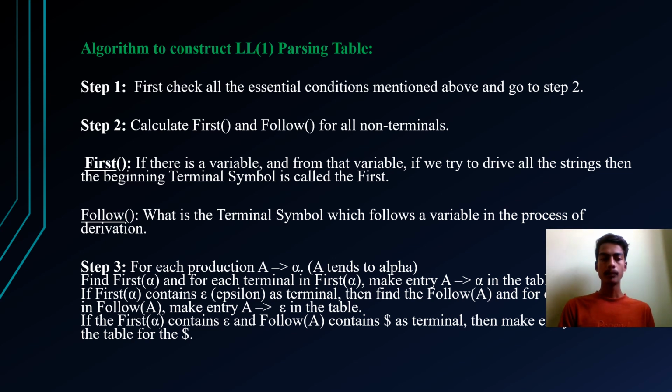Follow is nothing but the terminal symbol which follows a variable in the process of derivations. In step 3, for each of the productions A tends to alpha, we are going to find out the first of alpha. For each terminal in first of alpha, make entry A tends to alpha in the table. If first of alpha contains epsilon as a terminal, then find the follow of A, and for each terminal in the follow of A, make entry A tends to epsilon in the table.